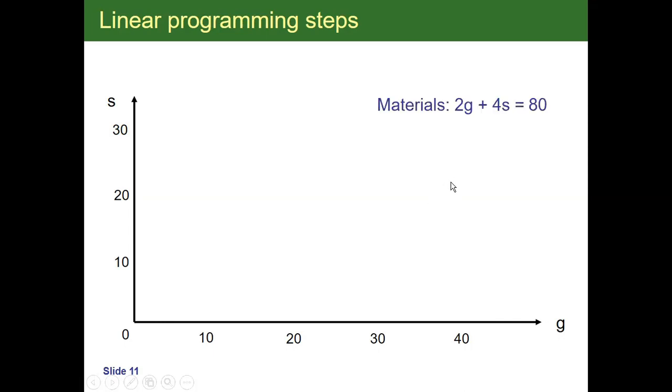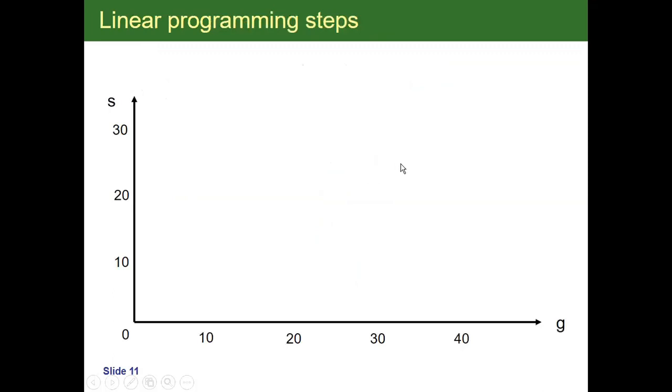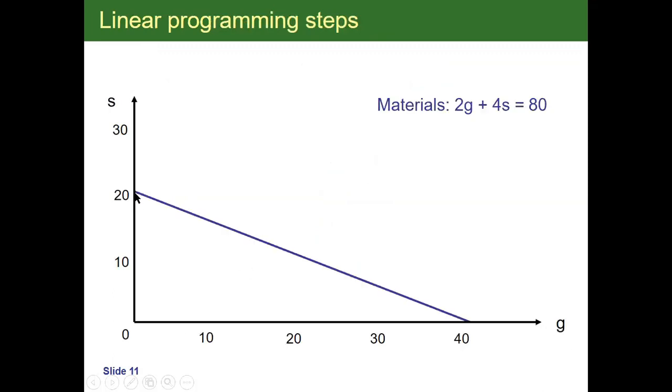This was our first constraint, material: 2G plus 4S is equal to 80. This equation gave you that when G is equal to 0, S is equal to 20, and when S is equal to 0, G is equal to 40. So G is 0, S is 20, you put a point here. And when S is equal to 0, G is equal to 40. So you make 2 dots using this equation.